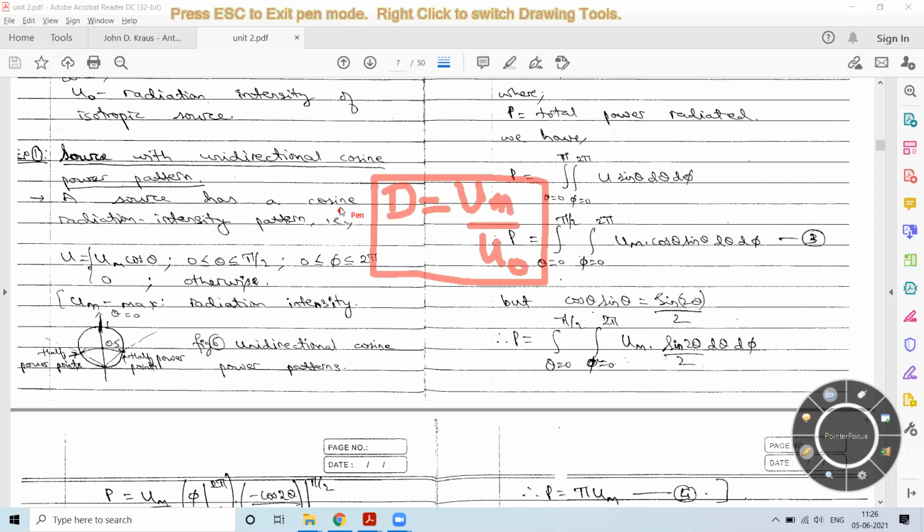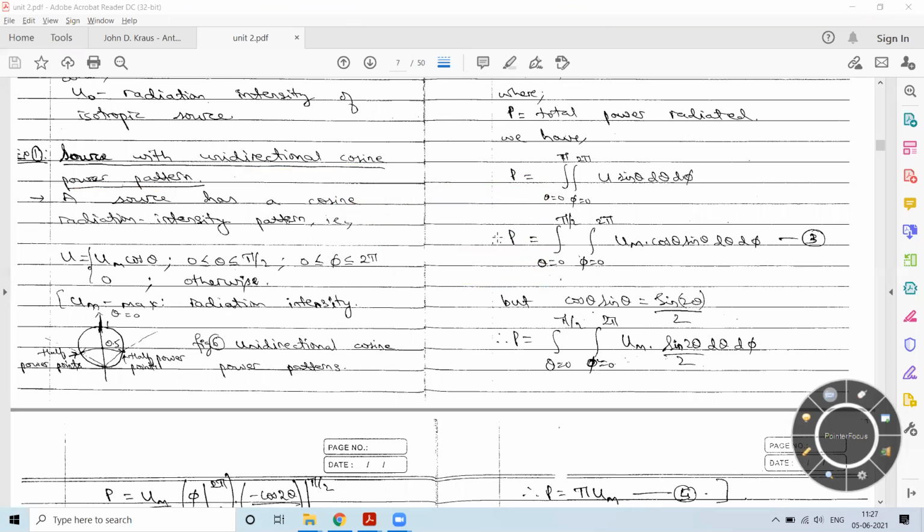Now I make use of this definition itself in order to identify what is the directivity for the given power pattern. So how do I obtain U_m, and how do I obtain U_0, or indirectly how do I obtain this ratio? That is what we have to look out for.